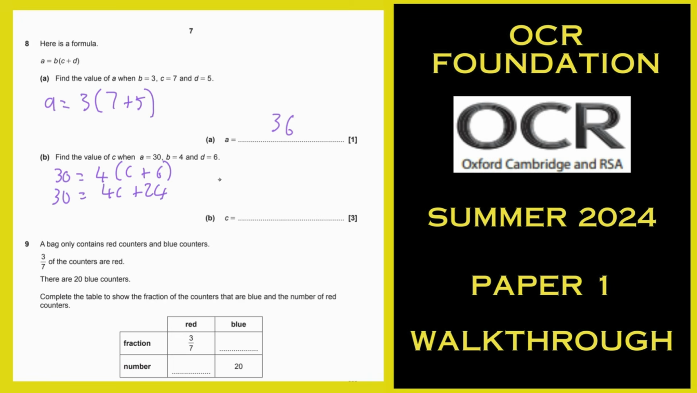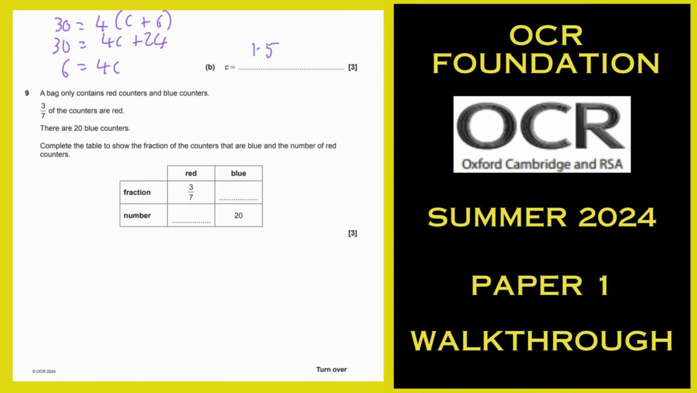4 lots of C, 4 lots of 24. We take away 24 from both sides. And now grab your calc, divide both sides by 4. You're either going to get 1.5, 3 over 2, 1.5, or 6 over 4 even. All good.